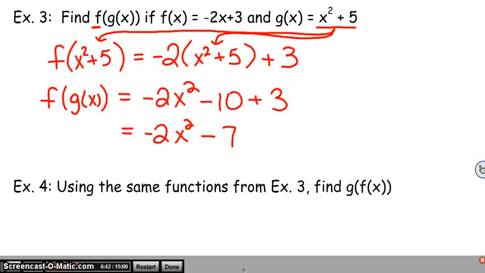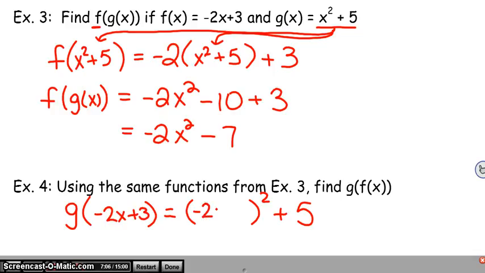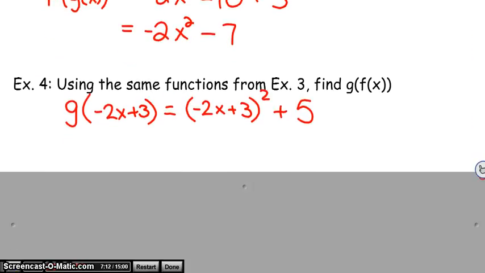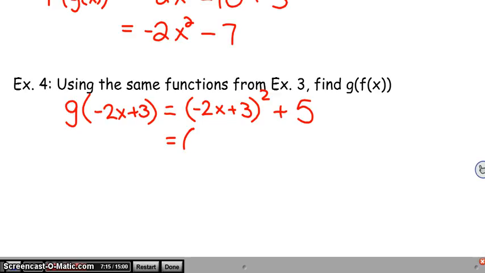But this time, we're going to find g of f of x. In other words, g is the outside function, and we're replacing its variable with the f function. Well, the g function is x squared plus 5, and we're going to replace its variable with the f function, which is negative 2x plus 3. So in both of those places, put negative 2x plus 3. And then we need to simplify that expression. We can do that by distributing. Again, negative 2x plus 3 squared means negative 2x plus 3 multiplied by itself. Don't forget the plus 5.